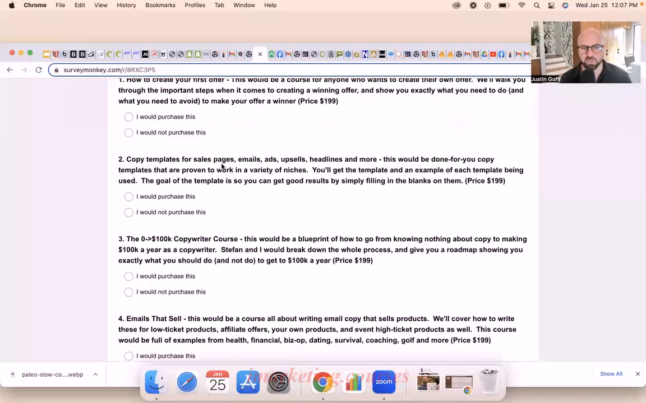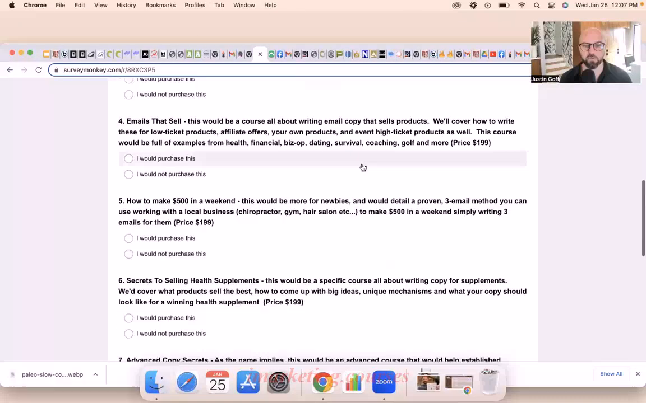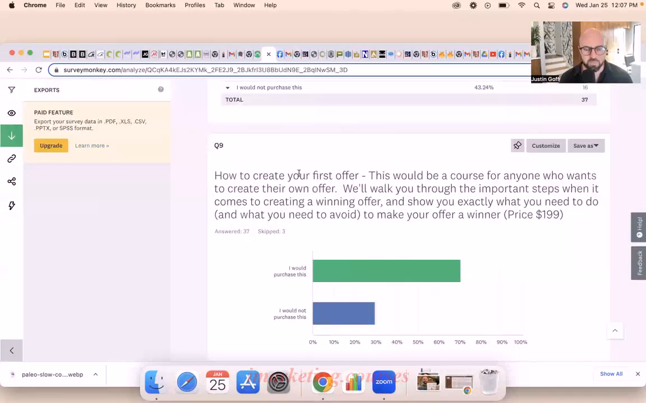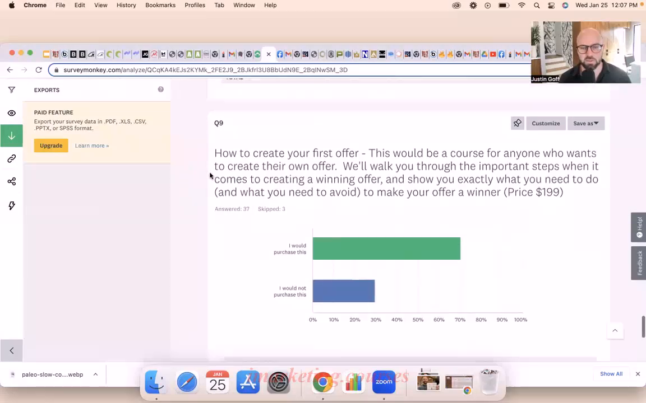So next thing, copy templates for sales pages, emails, ads, upsells, headlines, and more. This would be done-for-you copy templates that are proven to work in a variety of niches. You'll get the template and an example of each template being used, and so on. So there's 9 different course ideas. People went through, picked them, and then I got the results.